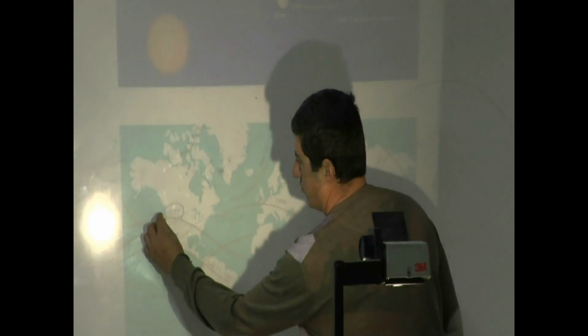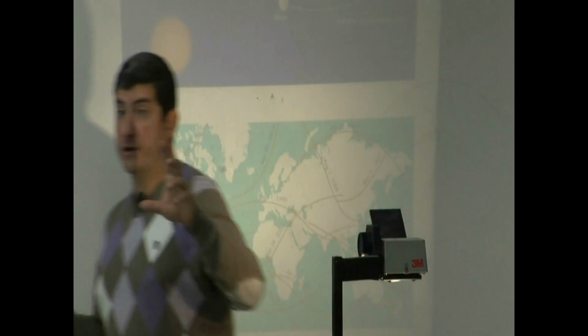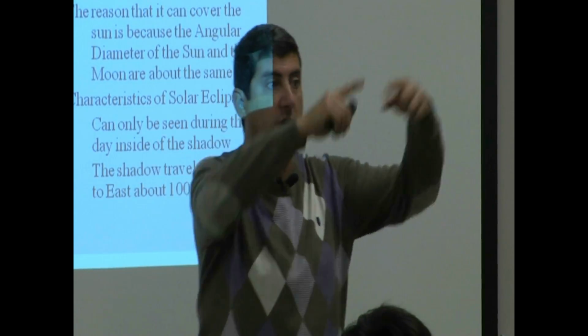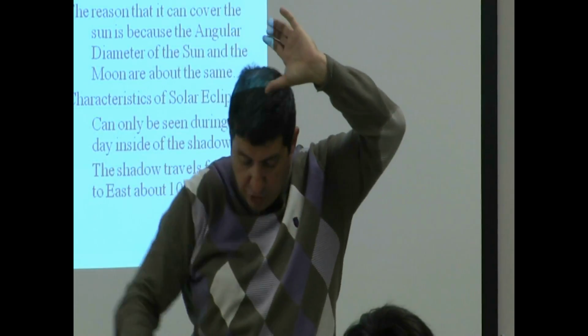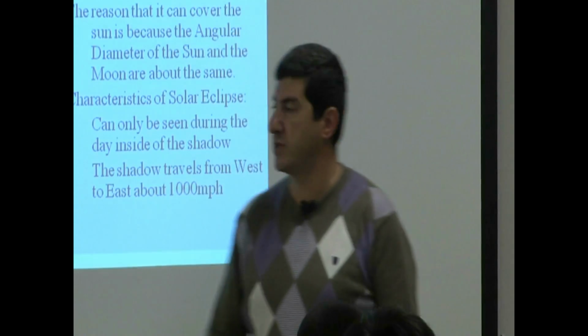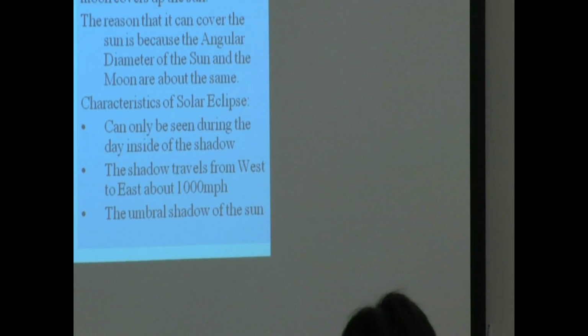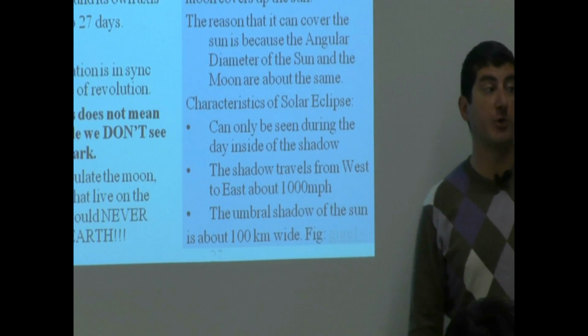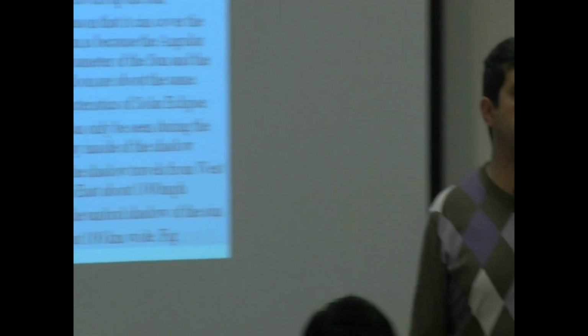The shadow travels from west to east about 1,000 miles an hour. So you've got to go, if you're a photographer, locate yourself. And then as the shadow is coming, it's going to be about 100 kilometers wide. By the time the shadow enters you, you have about 5 minutes or so to take beautiful pictures of the solar eclipse. The umbral shadow of the sun is about 100 kilometers wide. That's where you want to be. You want to be in the umbral shadow, which is the dark shadow.